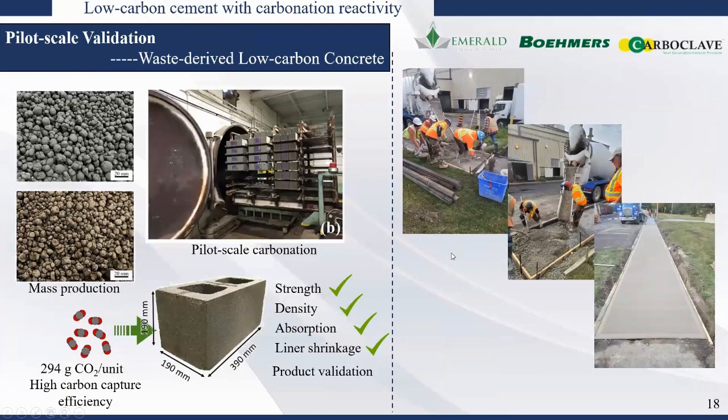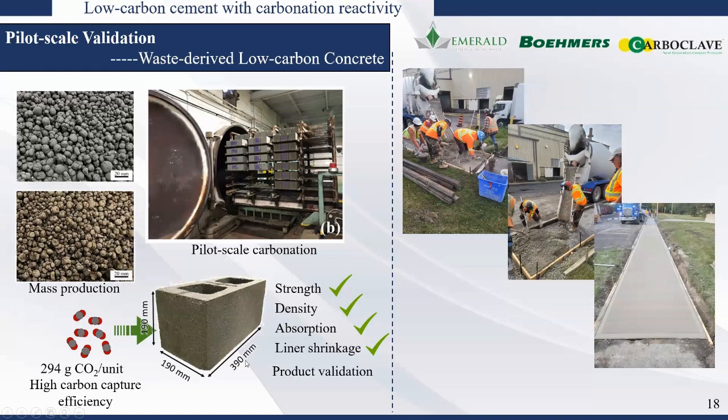Then we further pushed this technology from lab to pilot-scale demonstration. We mass produced the clinker using an industrial-scale kiln. Then we retrofitted an autoclave chamber into a carbonation chamber, so we basically inject CO2 instead of steam in this setup. Then we produced a couple of batches of full-size CMU, concrete masonry units. We found that each unit, which weighs on average around 17 kilograms, can sequester 294 grams of CO2 in each block.